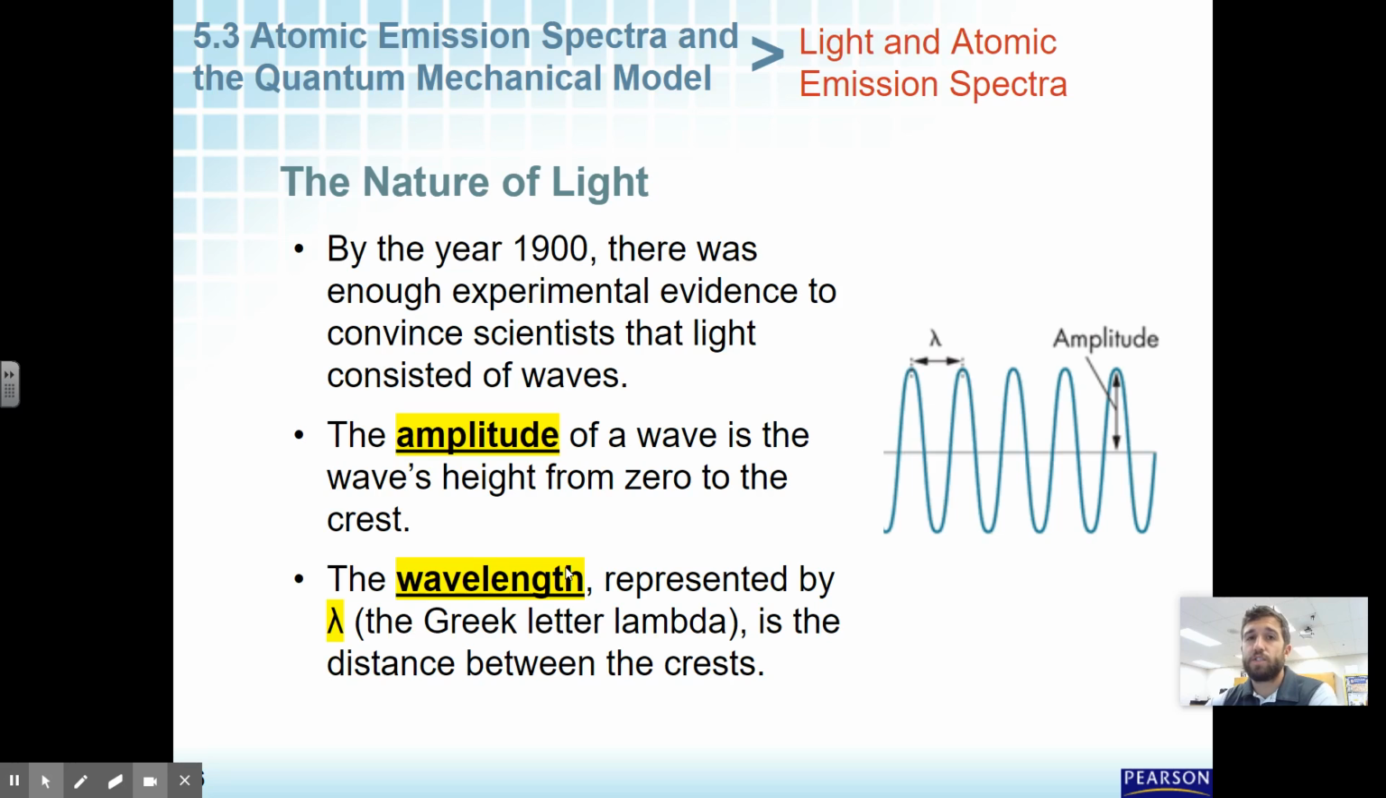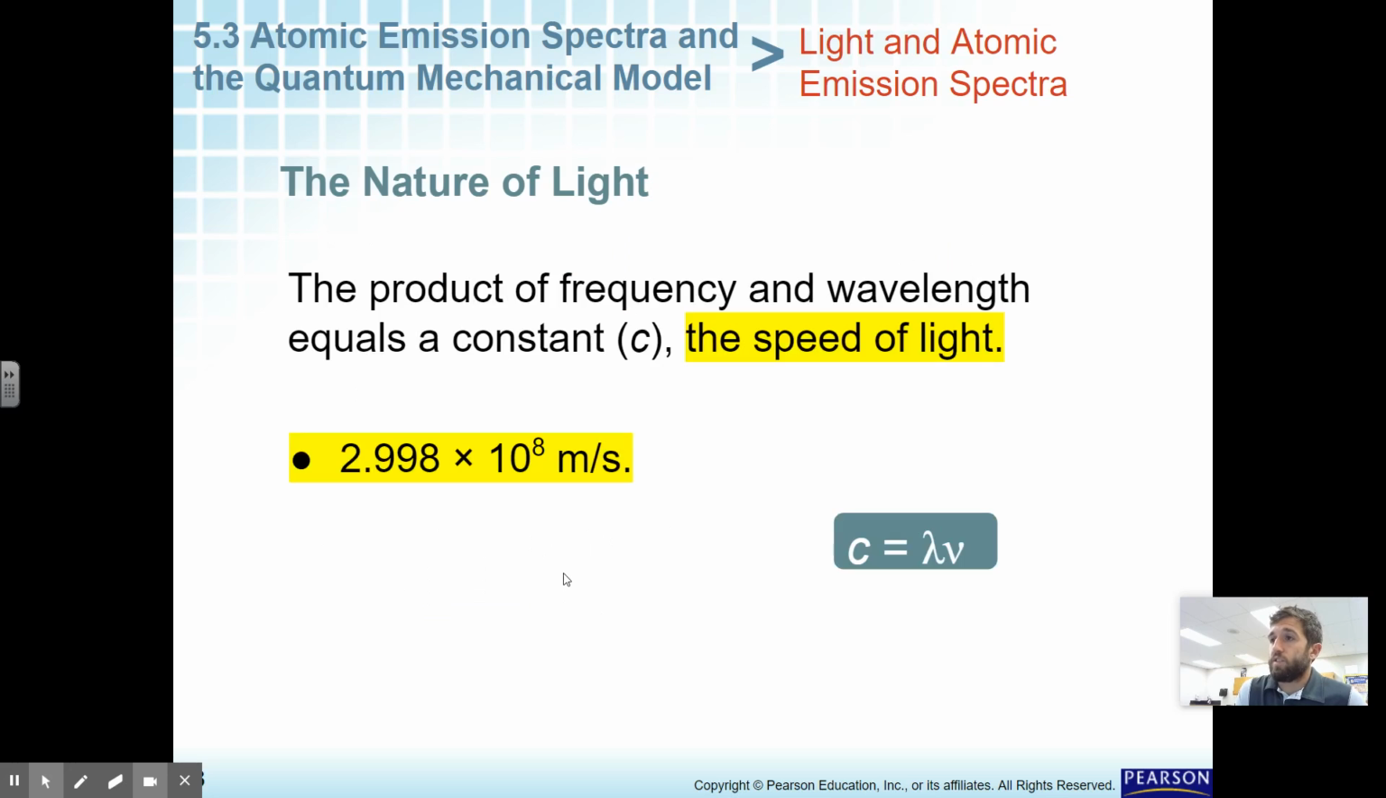Because if we look back at what we had, wavelength is going to be measured in a distance. Wavelength, its length, is usually measured in nanometers, but we can convert that to meters. And hertz is an inverse second, so it's 1 over s. If you multiply meters times 1 over s, you get meters per second, which is what the units are for the speed of light.